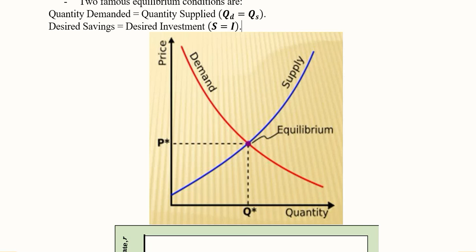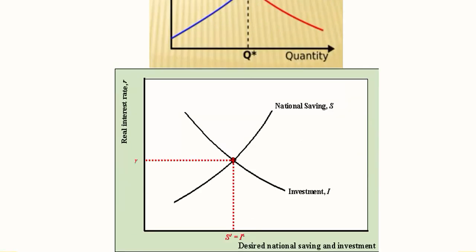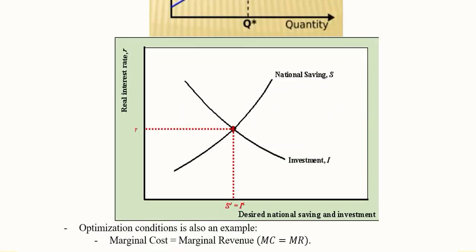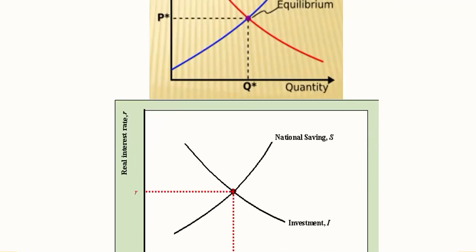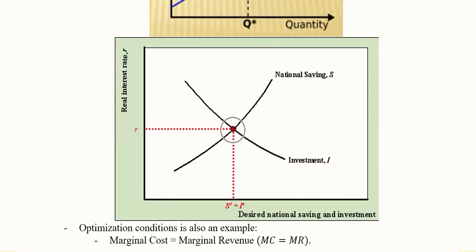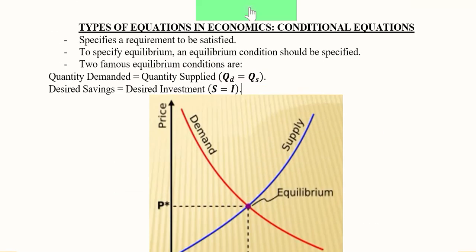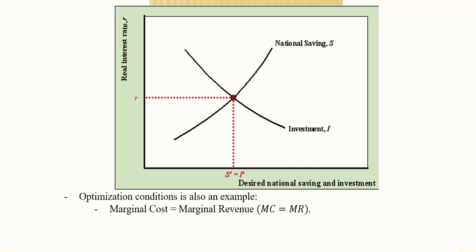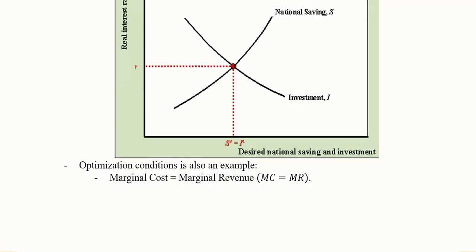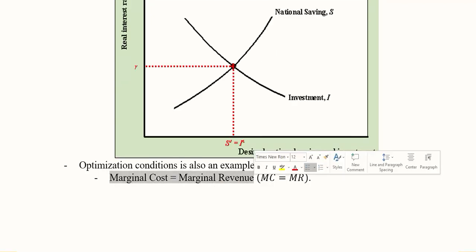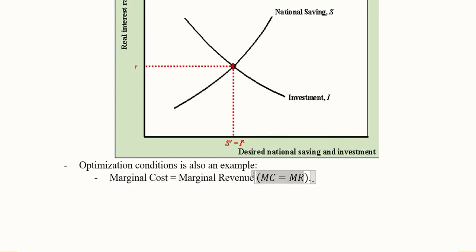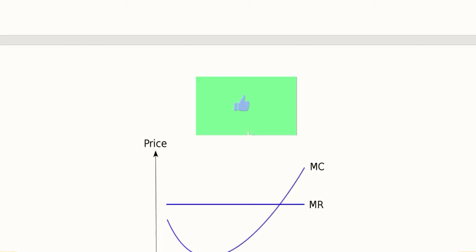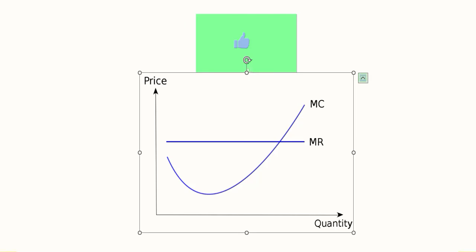This is a diagram for the representation of the conditional equation. QD is equal to QS, and this is the diagram where we have the other possibility, that is the equality of the savings and the national level of investment. S is equal to I. So this is a couple of examples. Another example is where the marginal cost is equal to marginal revenue, the profit maximization condition.